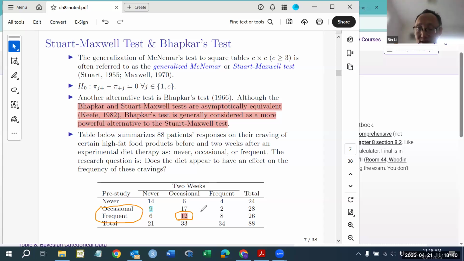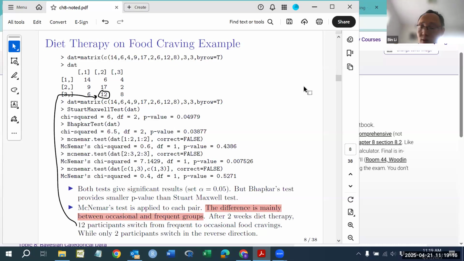You can see that gives us a significant difference because, comparing the 12, we only have 2 that switch from occasional to frequent, but we have 12 switching from frequent to occasional. So that leads to a significant difference. Okay, so that is the generalized McNemar test for more than 2 categories. Any questions so far?